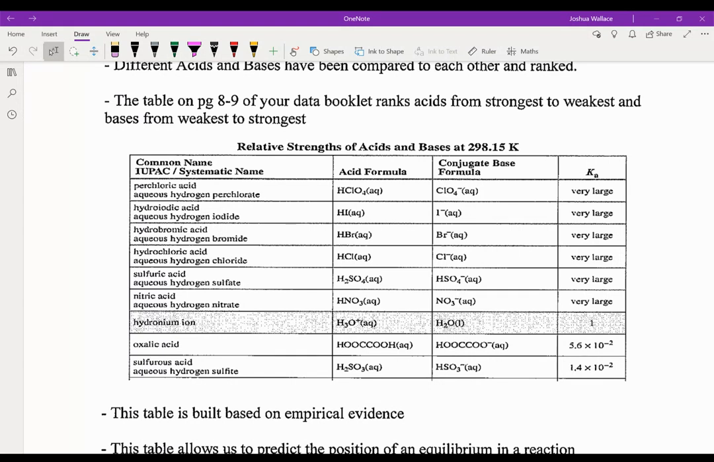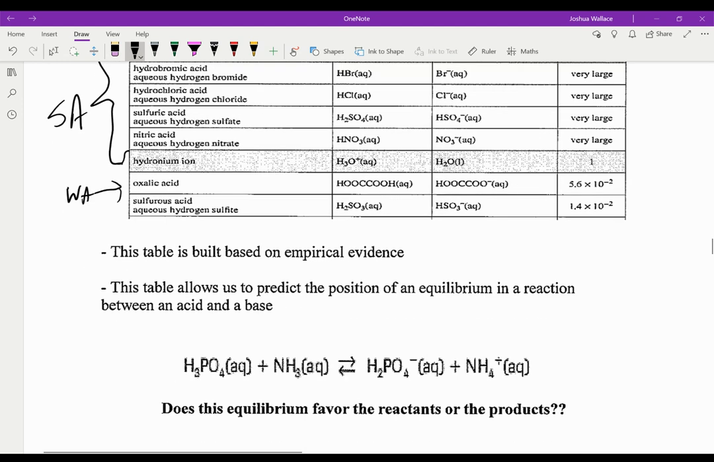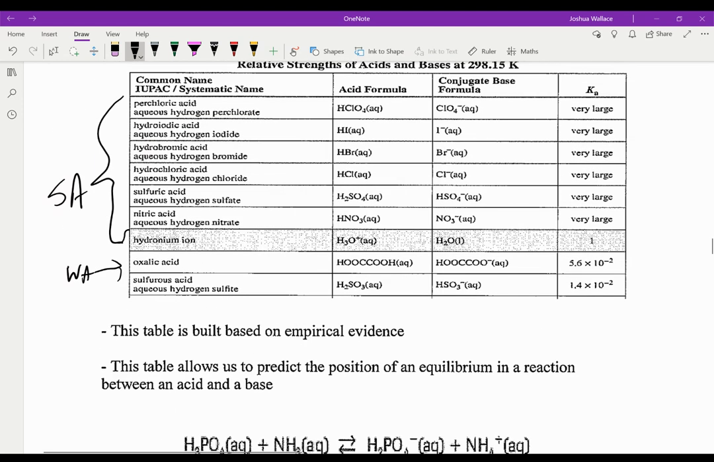All right, so as I said, all these ones here are your strong acids. Hydronium is kind of an exception, so more of our product. And then from oxalic acid down, these are our weak acids. So the table's been built on empirical evidence. It's essentially been made off the fact that experiments have been done, and this has been proven to be what it is.